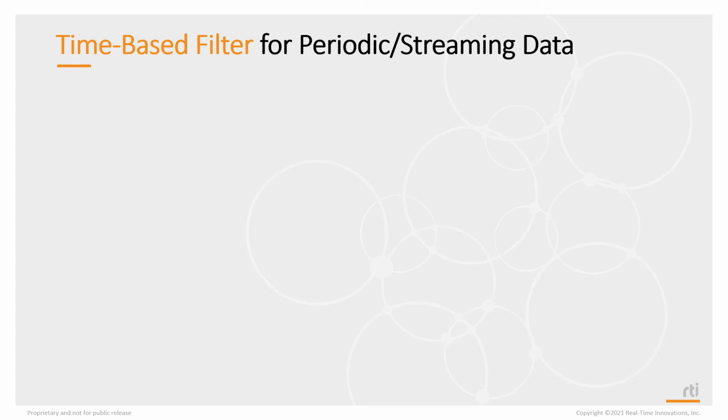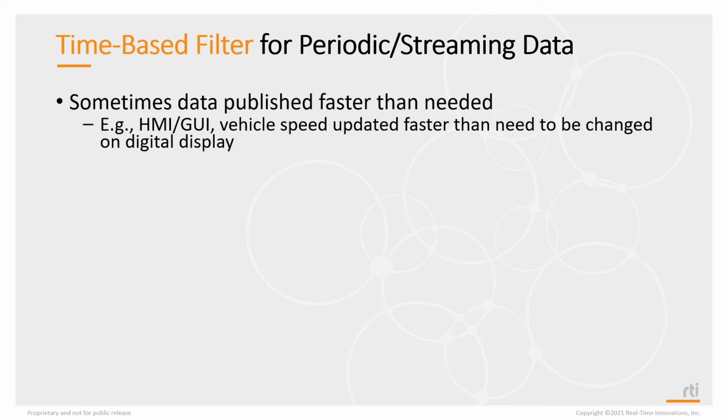Let's take a look at the time-based filter QoS policy for the periodic streaming data use case. So in many systems, there may be data that's published way faster than applications want it, or some applications want it. For example, in an automated vehicle, you may have the vehicle speed being updated 10 times a second, 20 times a second, maybe 100 times a second. In any of those cases, it's much faster than what a human needs it. A human doesn't need to see changes in speed that fast. The graphical user interface may be only updated once per second. So setting a time-based filter to only receive updates of vehicle speed at once per second makes sense for that use case.